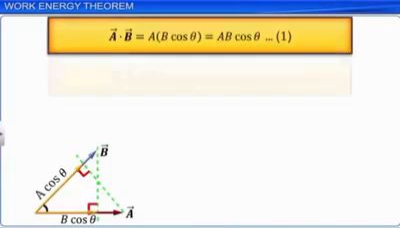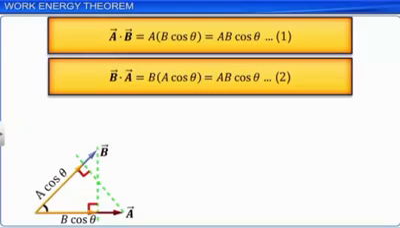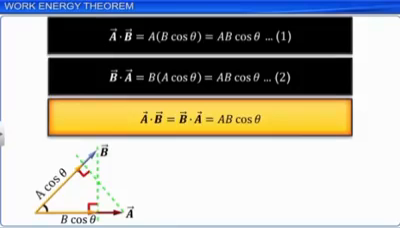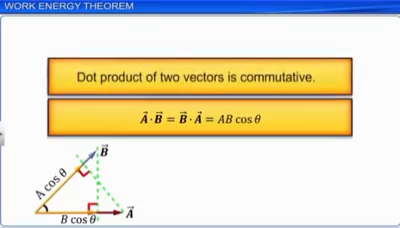From equations 1 and 2, we see that A dot B is equal to B dot A, which is equal to AB cos theta. Thus, the dot product of two vectors is commutative.